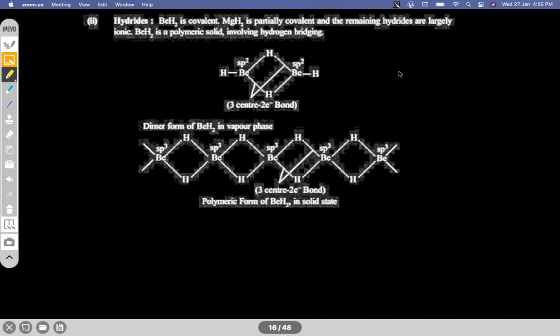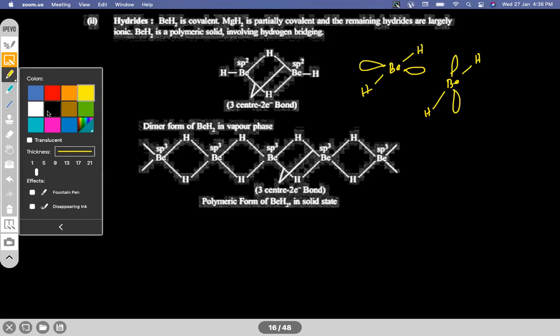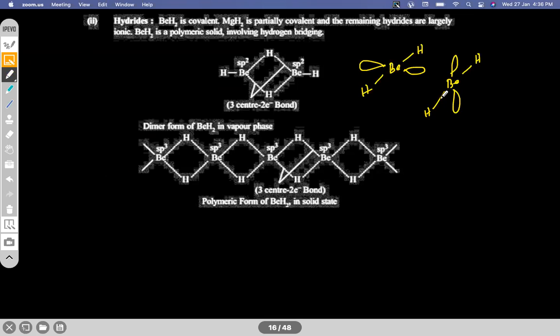Why is it a 3-centered 2-electron bond? Because in BeH2 the bond is this, and beryllium has a vacant 2p orbital here. So this 2-electron sigma bond donates into this vacant p orbital, and this sigma electron pair donates into this. It does not come out of the orbital.